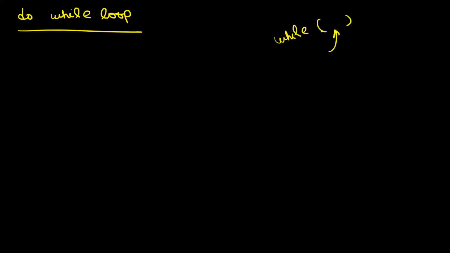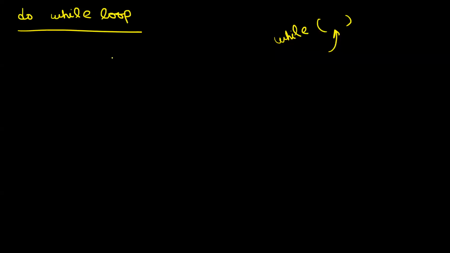This condition might become false after 2 times. This might become false after 20 times. I don't care. So I'm writing a while loop. I don't know when this condition will become false. Okay. Now, let's have a look at a do while loop, and then we'll talk about the fundamental differences between the 3 types of loops.